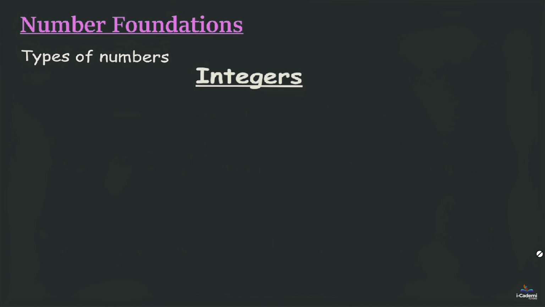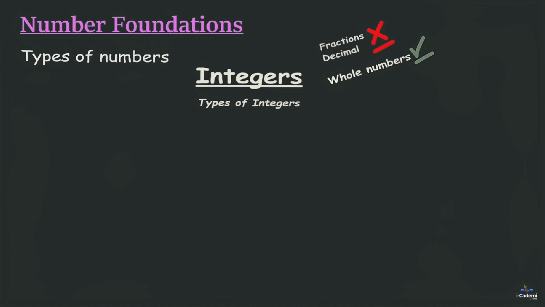Our next type of numbers are integers. An integer is simply a whole number that can be positive, negative or 0. It is the entire number line without any fractions or decimals, just the solid whole numbers stretching to infinity in both positive and negative directions. We can break integers down into three distinct types.